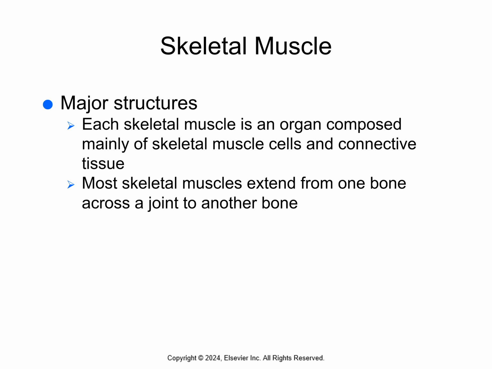Then we get to the major structures of the muscle. Okay, the skeletal muscle. Each skeletal muscle is an organ composed mainly of skeletal muscle cells and connective tissue. And this is most skeletal muscles: they extend from one bone across a joint to another.